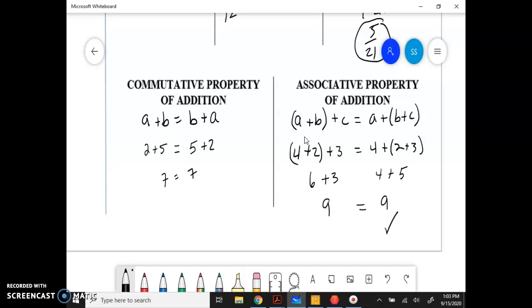So these are properties that apply to addition. They do not apply to subtraction, but I will get to that in the next video. I think you're going to watch both videos before you attempt any practice problems. So before you start anything, watch my next video.